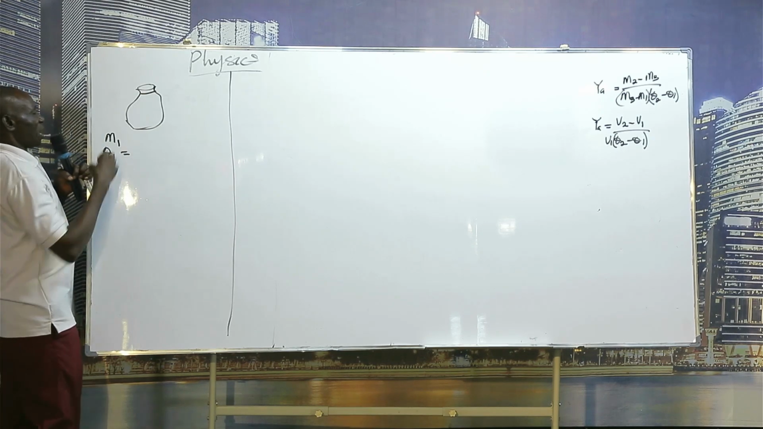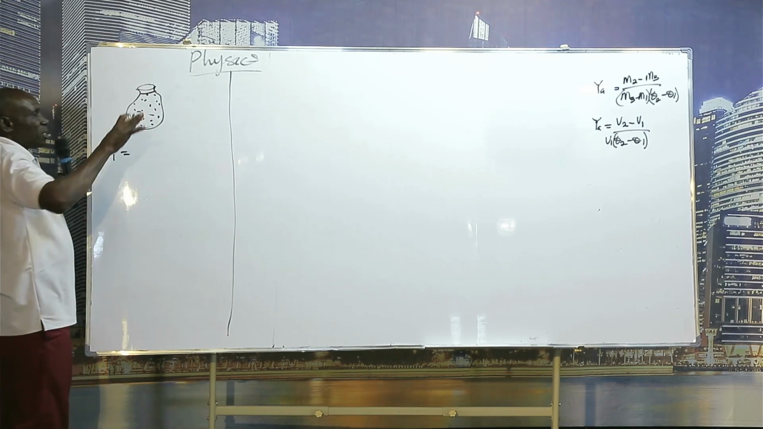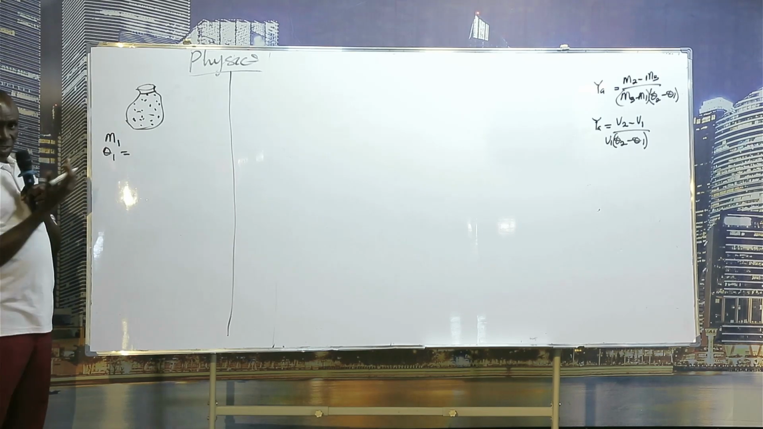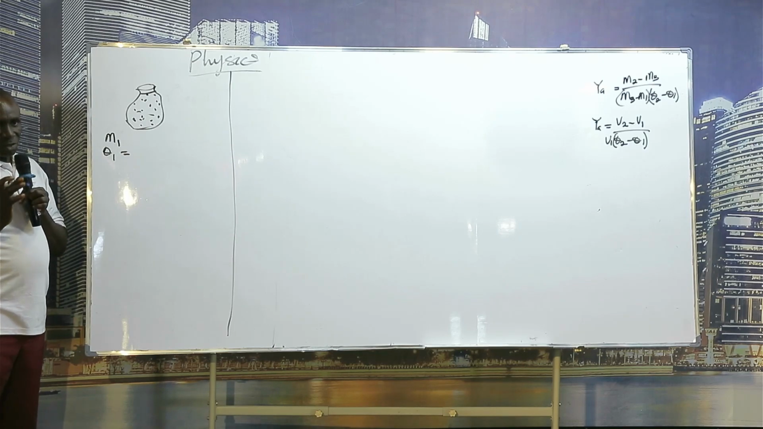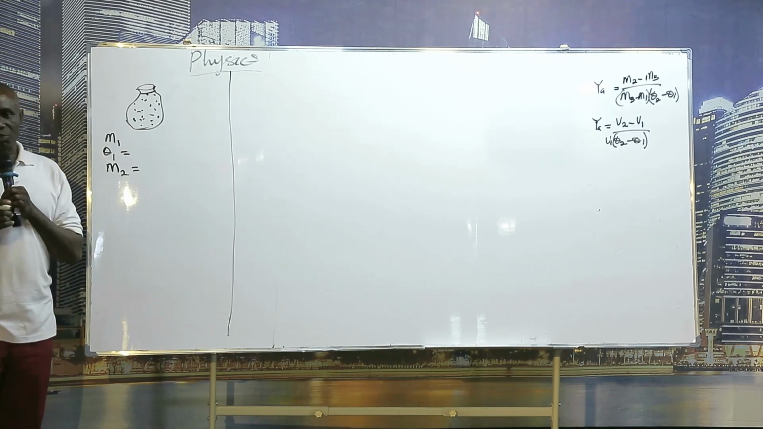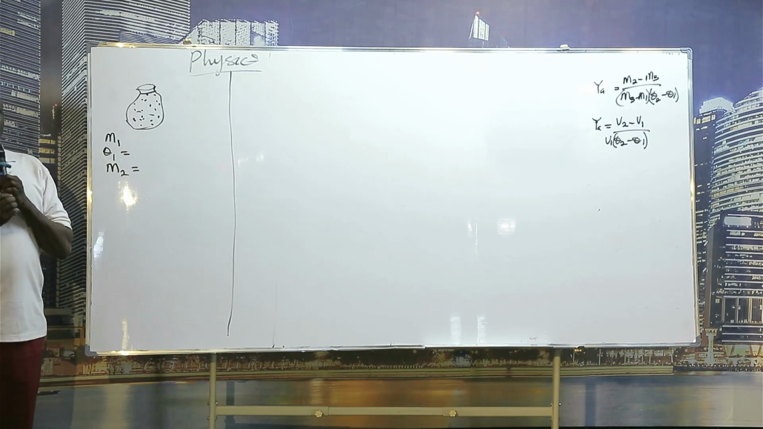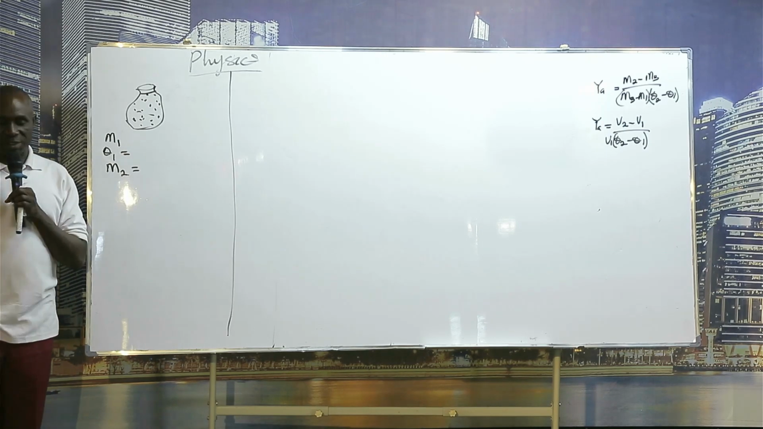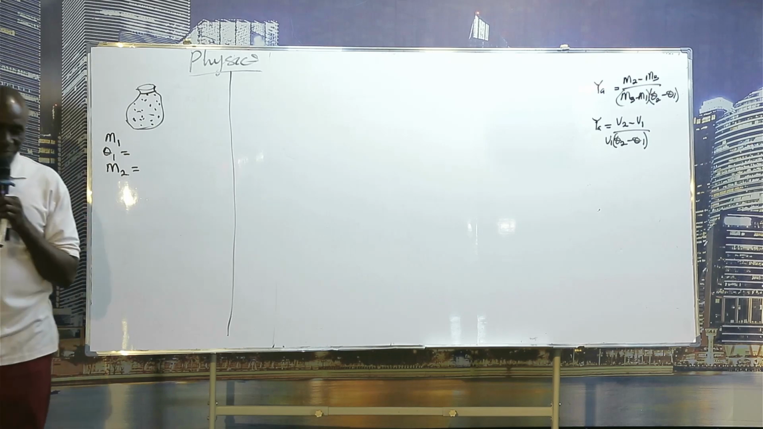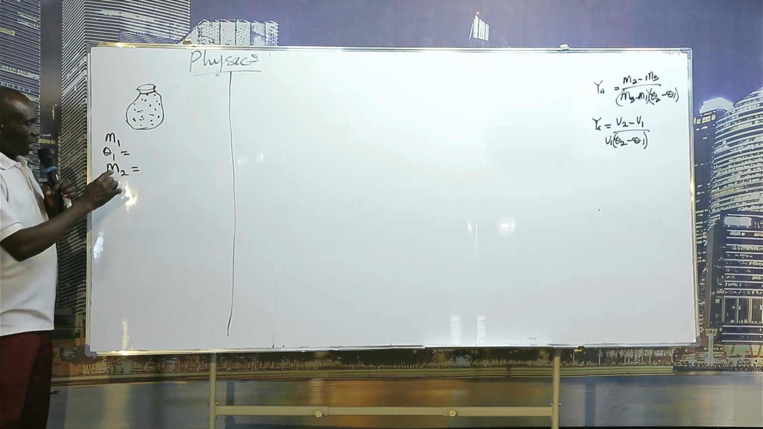So if I fill this bottle now with red oil and place it on a scale, will it weigh the same as when it was empty? No. So the new mass will be M2. And this M2 means the mass of the bottle plus the liquid at room temperature. Please repeat the statement: mass of the bottle plus liquid at room temperature. That is M2.